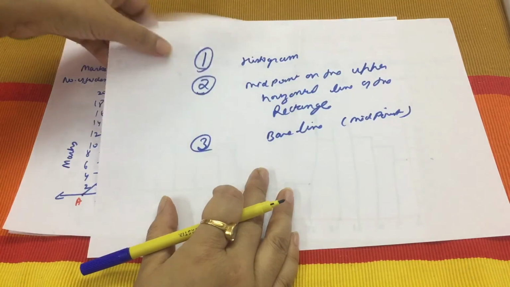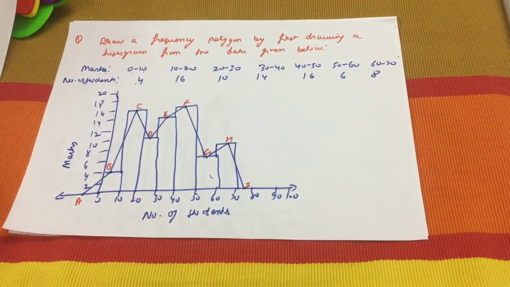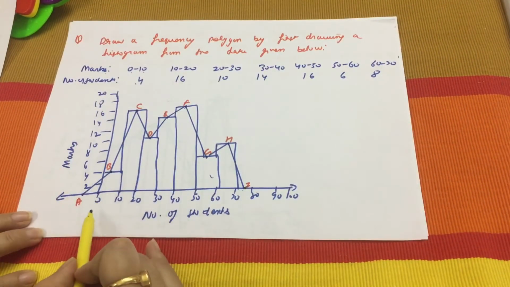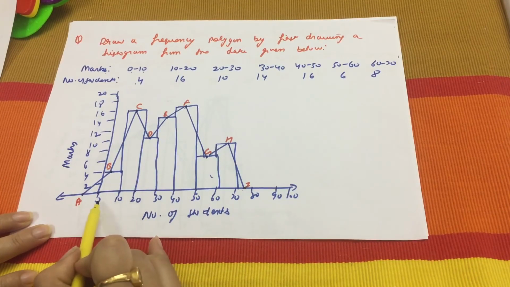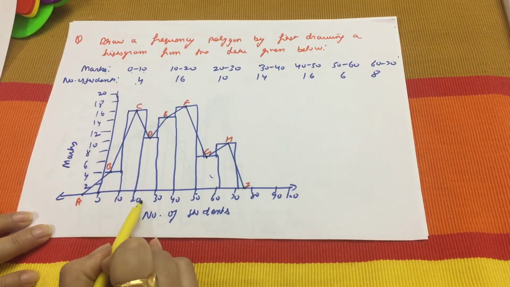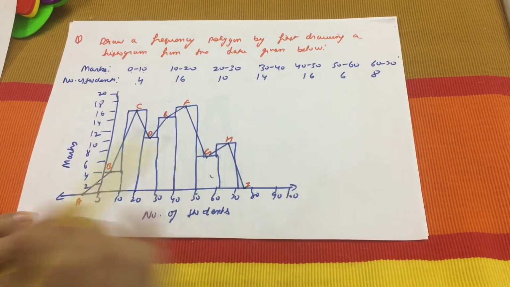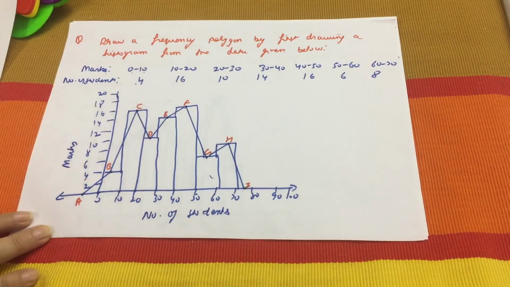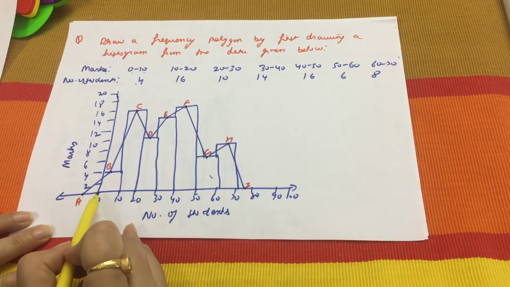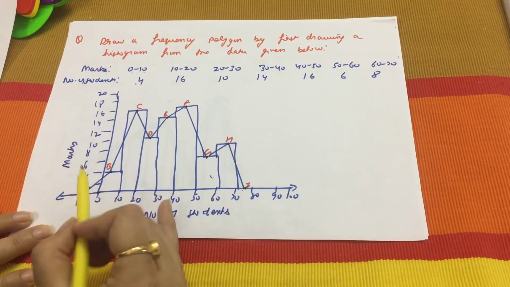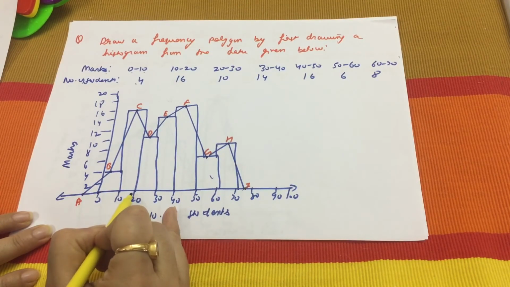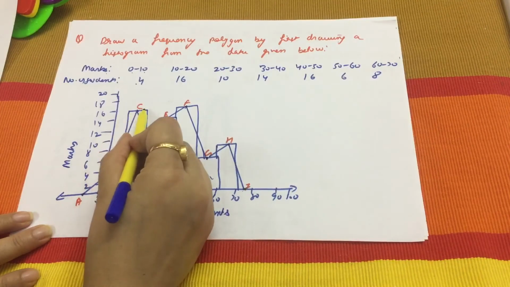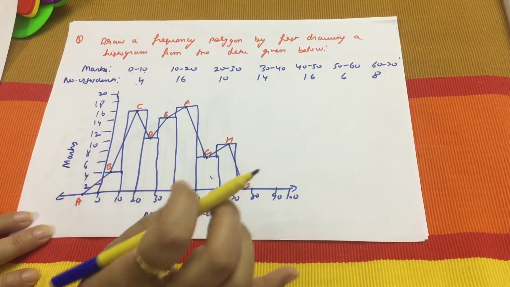Now how do you construct it? See, on the x-axis, I have taken the class interval, which is 0 to 10, 10 to 20. So mark it as 0, 10, 20, 30, and so on up to 100. And on the y-axis, I have taken the number of students. Now, first you construct the histogram as I have explained earlier. Like in 0 to 10 marks, how many students are there? 4. So make a rectangle. 10 to 20, 16 students are there. So make another rectangle, and so on.